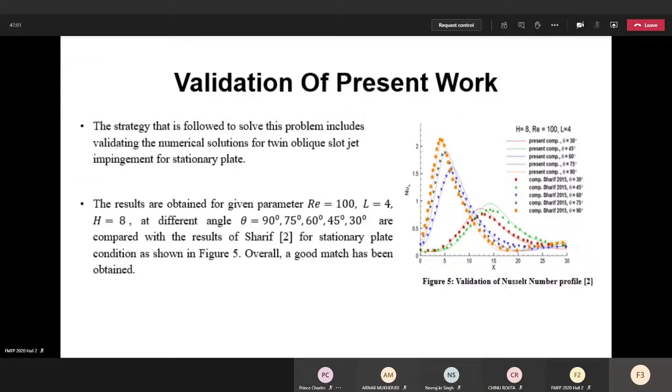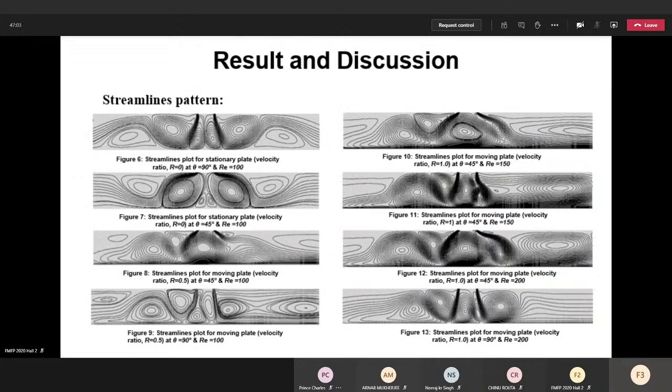Now comes the results and discussion section. First, we discuss the streamline pattern. Figures 6 and 7 show the stationary plate condition. It can be seen that for a stationary flat plate, a symmetric flow field is obtained when the impinging jet divides into two walls. The formation of multiple recirculations occurs.